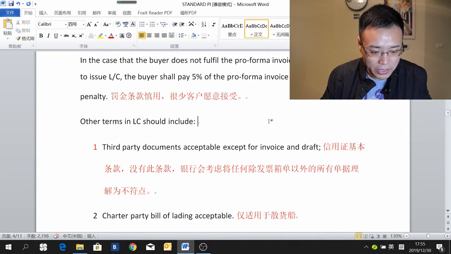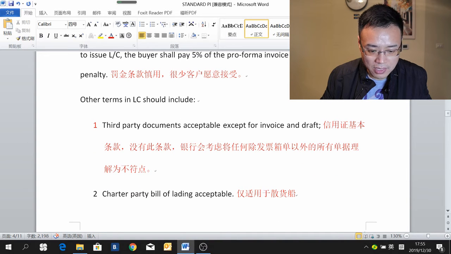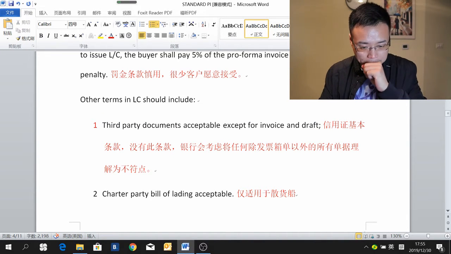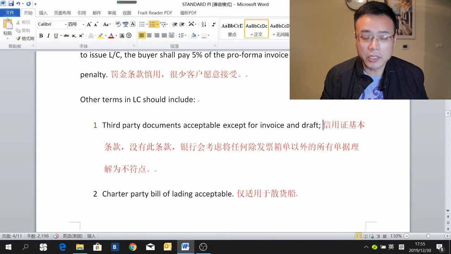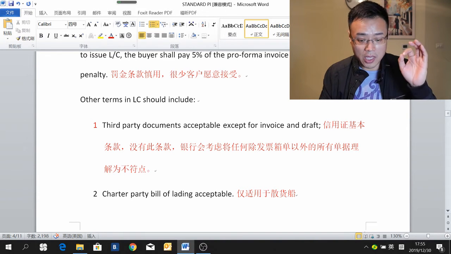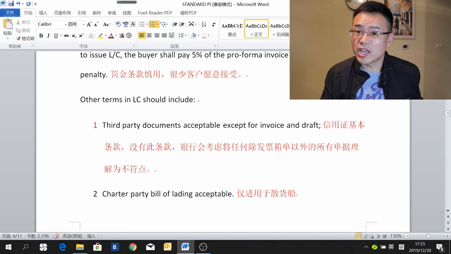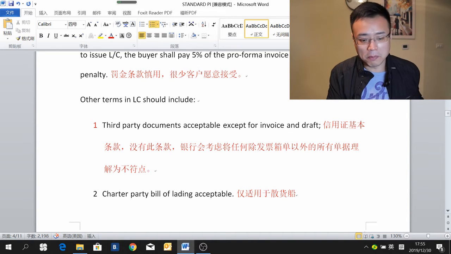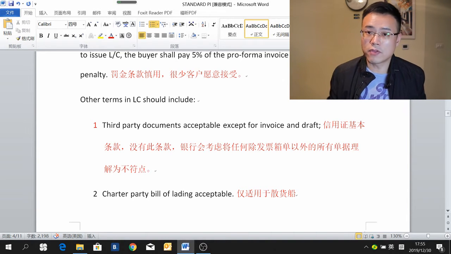Other terms in LC should include third-party documents acceptable except for invoice and draft. This is a very important term because without this term, the bank will consider all the documents except for invoice and the packing list as discrepancy, because all the documents like certificate of origin or bill of lading or shipping company certificate are issued by a third party, not from the buyer, not from the seller, but from a third party. So they may take it as a discrepancy.